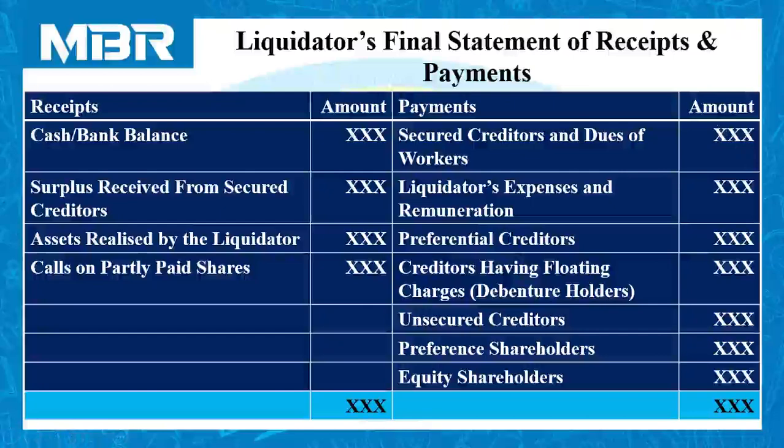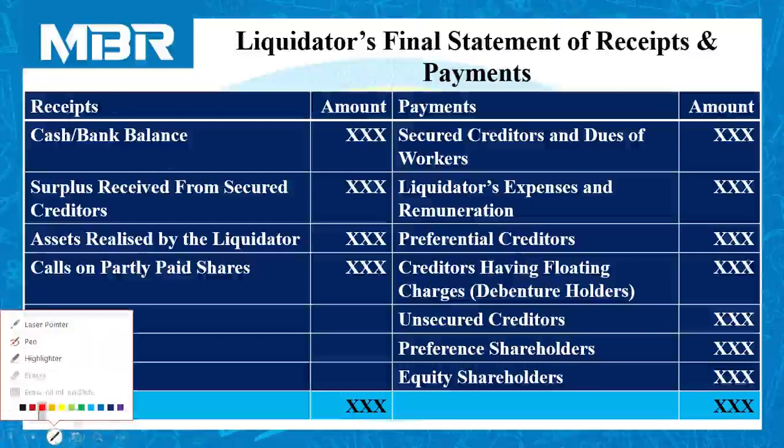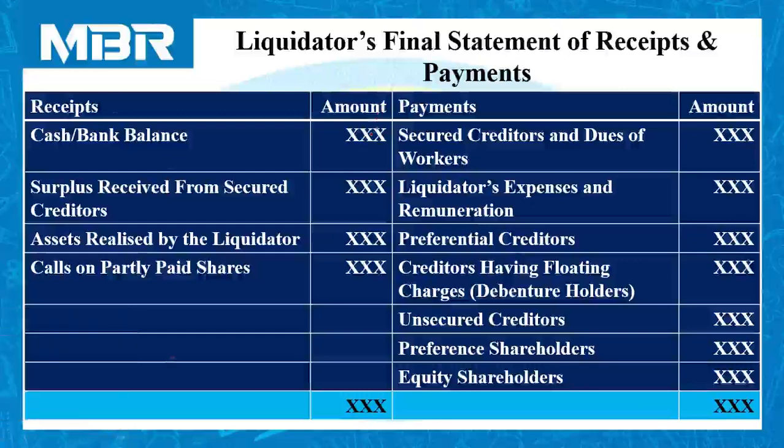We have to prepare our receipts and payments in horizontal form. Here, it is not necessary to follow the vertical format. So, on the debit side, receipts and amount, and on the credit side, payments and amount. On the receipt side, first of all, we need to consider the balance available with the company, that is cash and bank balance.